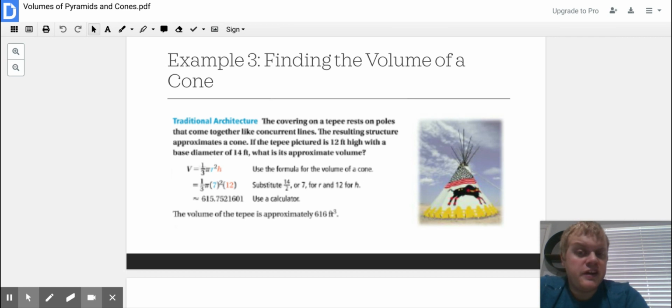Again, I'm going to plug those 2 numbers into my formula right here. So I have 1/3 pi 7 squared because it's r squared, and then my h, like we said before, is 12. 7 squared is 49. 49 times 12, and then we take 1/3 of that and multiply it times pi because they want the approximate. So we're going to include pi in our answer there. So 1/3 times pi times 49 times 12, and you should get the answer of 615.7521601. But again, approximate means we're going to round to the nearest whole number. So this should round up to 616 feet cubed.